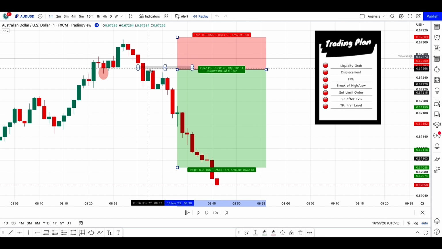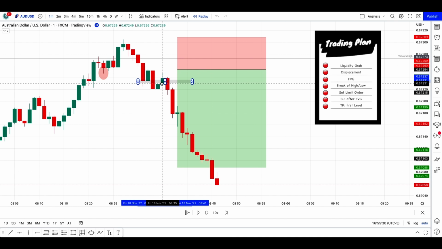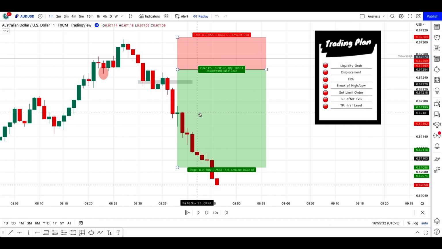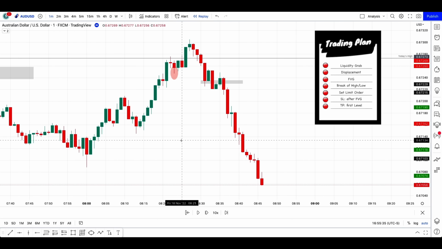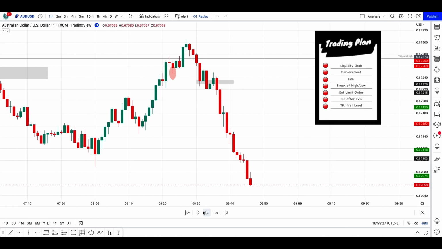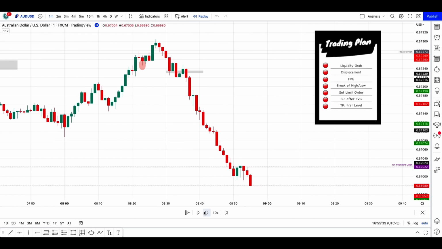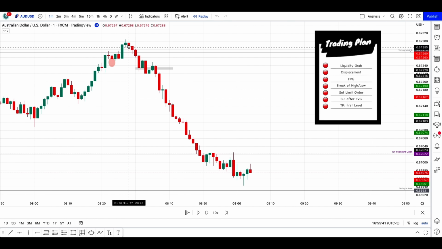So you can see here that we didn't fill up the fair value gap. We just filled the small one right there. So for the people taking fair value gaps lower, this would have been a great trade. Now we're not too far from 11 AM. Let's see. Oh wow, it went very far.